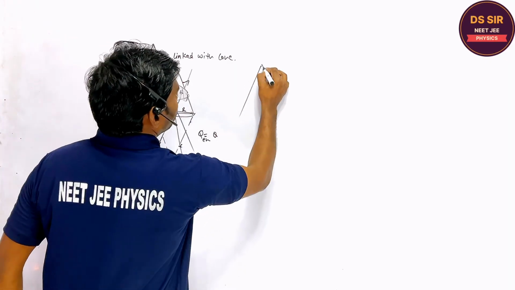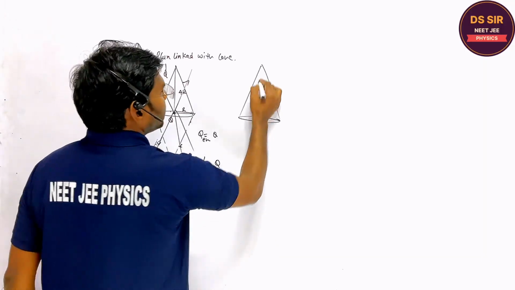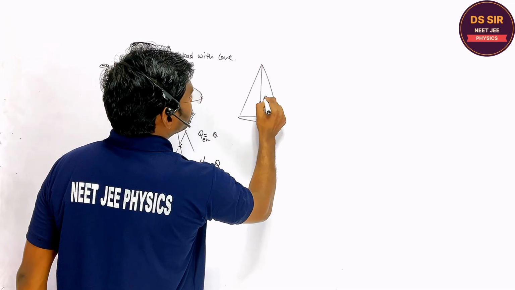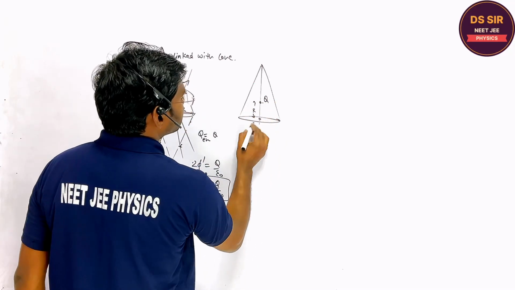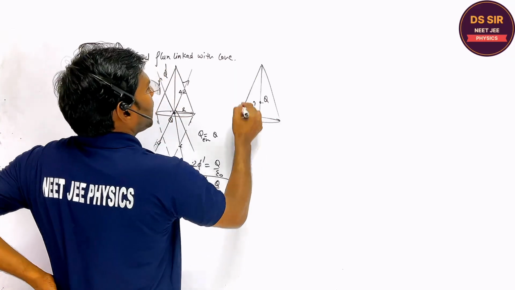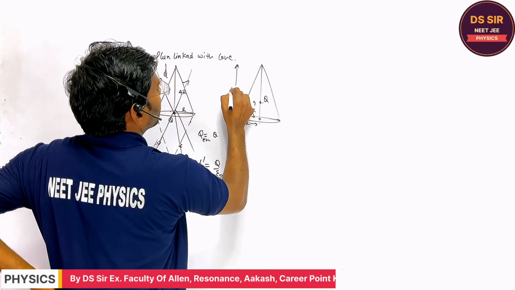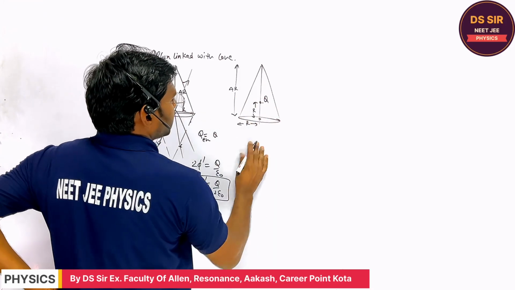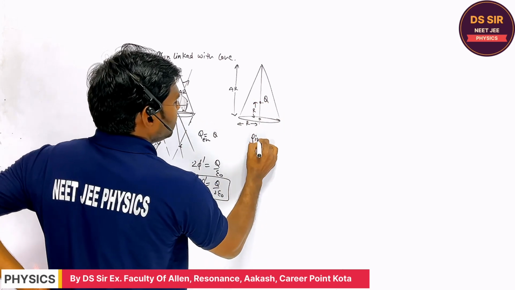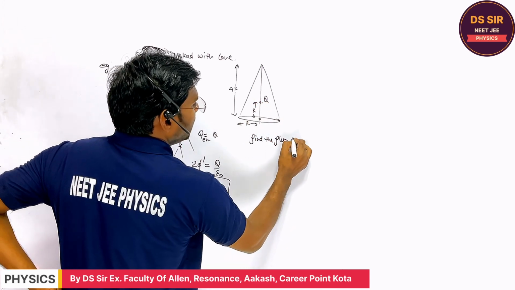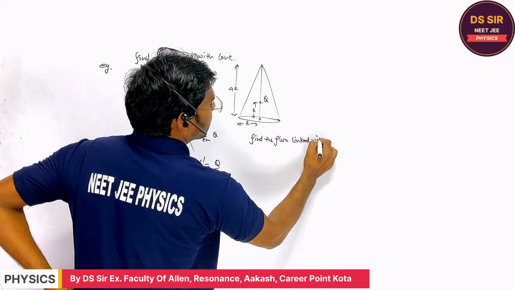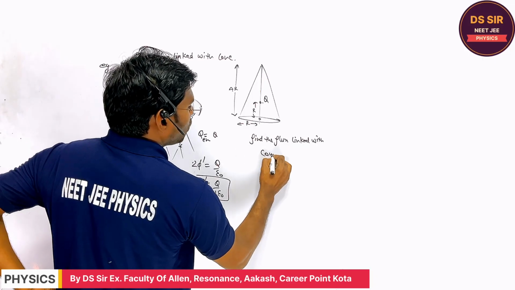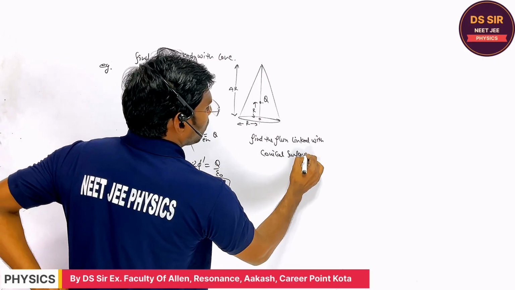Here you have to consider this is the cone, this is the height of the cone, and the charge q is placed at this distance. The radius is assumed to be r, and the height is assumed to be 4r. Is it clear or not? Now, in this question, find the flux linked with the lateral surface, the conical surface of the cone.